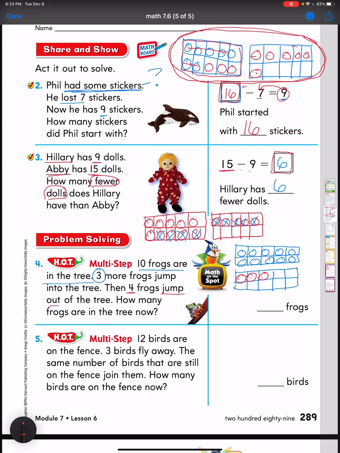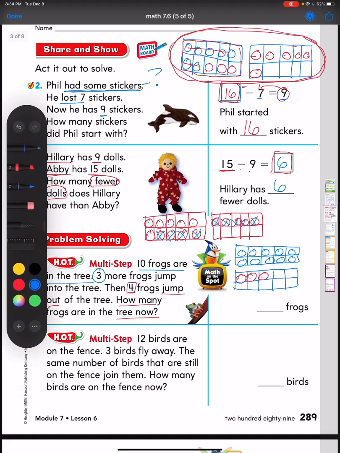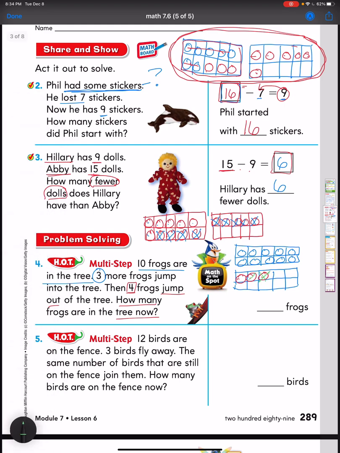But 4 frogs jump out. And remember, think about what your question's asking you. How many are in the tree now? That means we need to take out those 4 that jumped out of the tree. So I'm going to take out those 4 frogs that jumped out of the tree. There's 3 out. So I'm down to 10, and I can take 1 more out. That's 4. I know that 10 minus that 1 is 9. 9 frogs are in this tree. All right, let's look at another one.